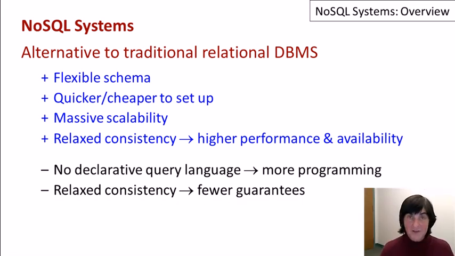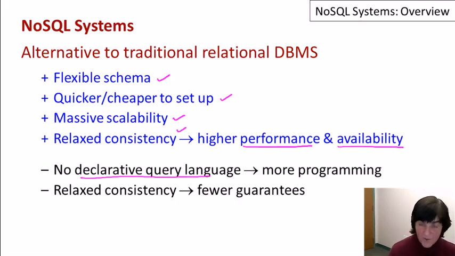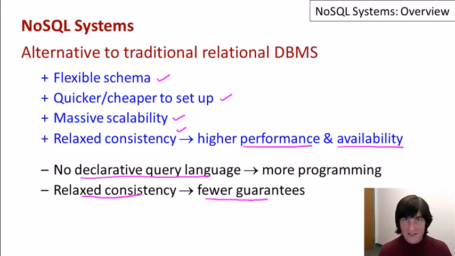Again, as a reminder from the previous video, the NoSQL systems are different from traditional systems in that they tend to provide a flexible schema rather than a rigid structure. They tend to be quicker or cheaper or both to set up. They're geared towards really massive scalability, and they tend to use relaxed consistency models in order to give higher performance and higher availability. The downsides being that there's no declarative query language, so more programming is typically involved in manipulating the data, and because of the relaxed consistency models, the plus is better performance, the downside is fewer guarantees about the consistency of the data.